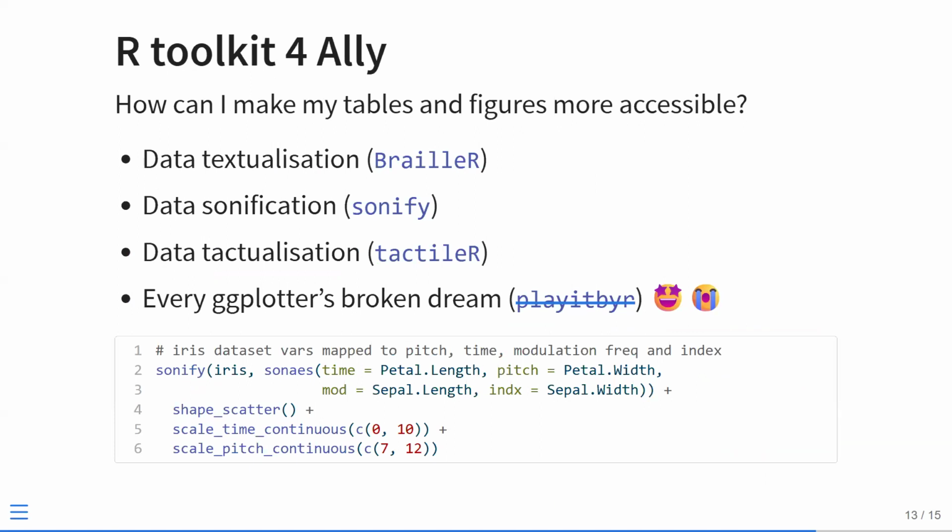These are a few useful plot packages in R that allow you to do this. Plate by R was really cool. It's deprecated. If someone wants to pick it up, it would be really great. Doing ggplot stuff, but sonification.